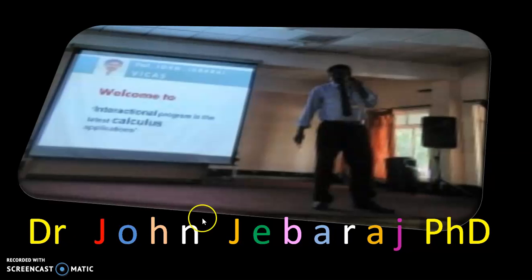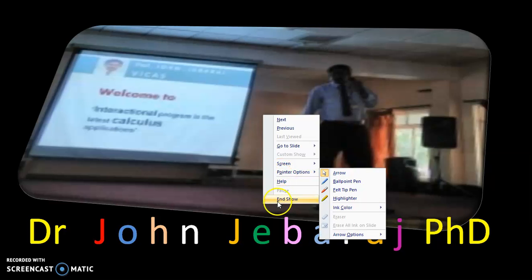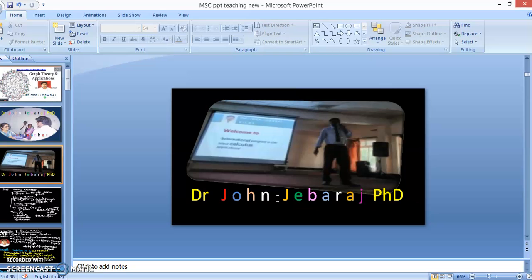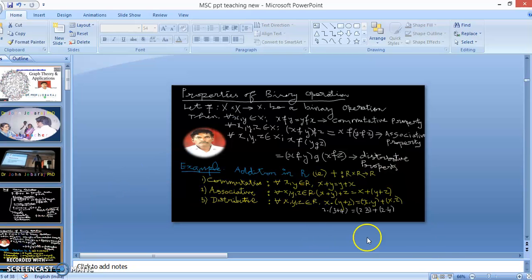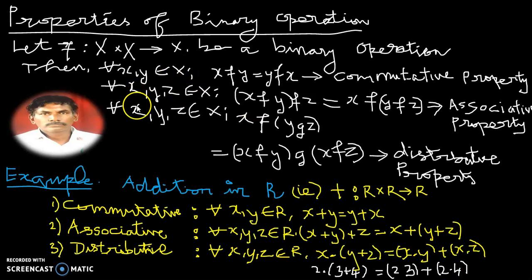Okay, so I go to the blackboard now, to talk on the subject. On the screen you are seeing the properties of binary operations. Binary operation, as I already told you, has three important properties, as you see below: commutative property, associative property, and distributive property.